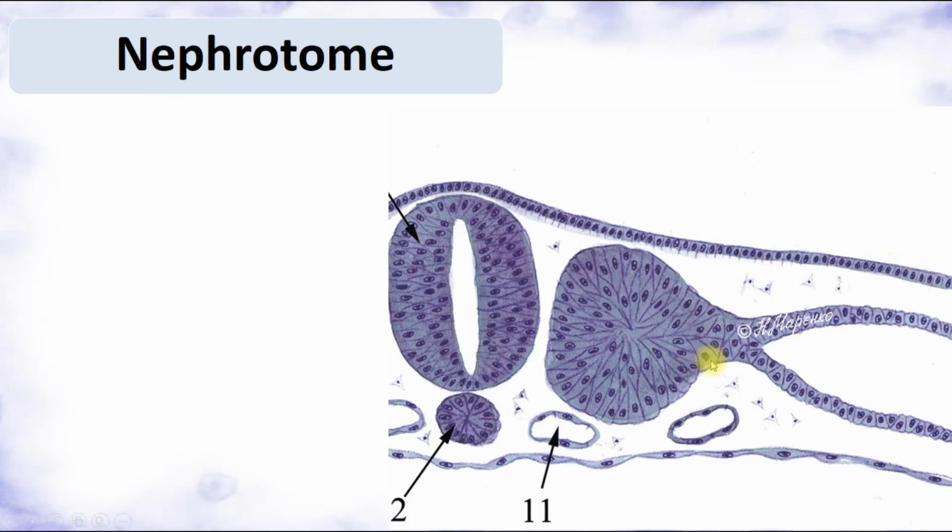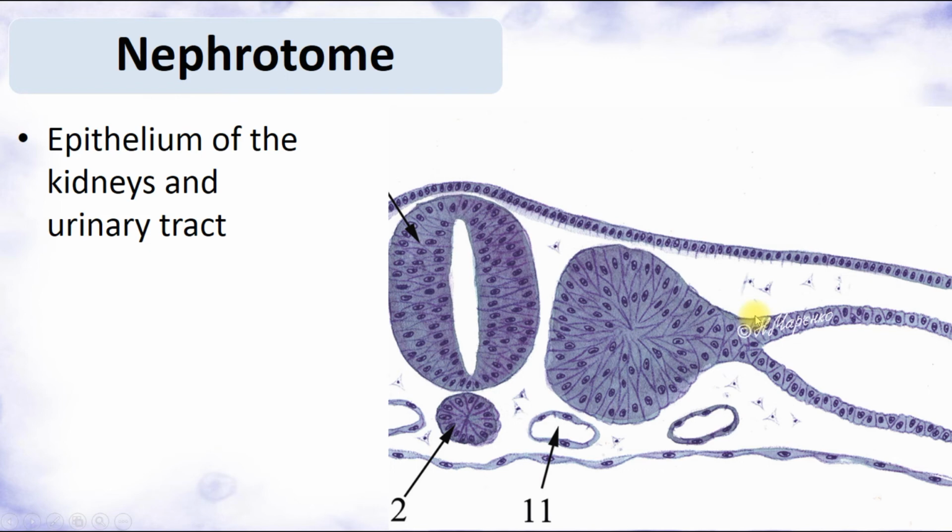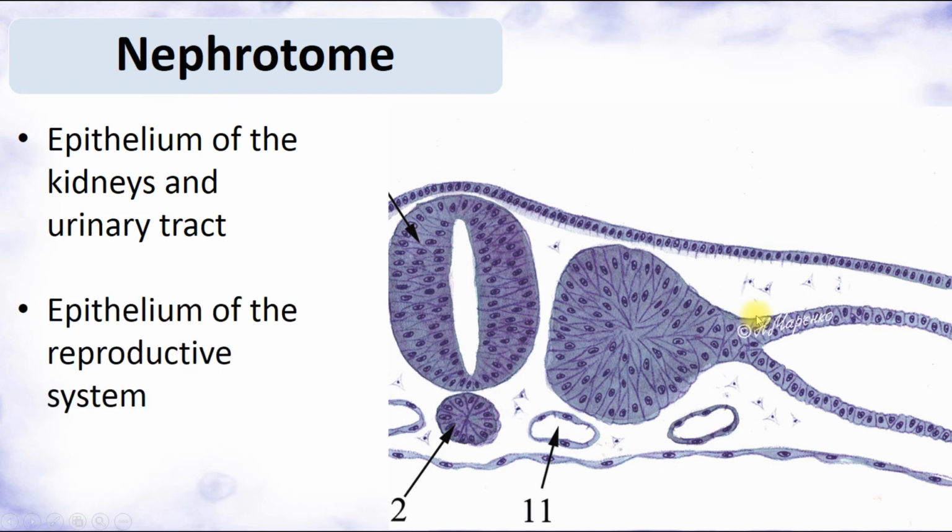Nephrotome or intermediate mesoderm. Nephros means kidneys, so it will form urinary system. It forms epithelium of the kidneys and urinary tract, and also it forms epithelium of the reproductive system. So urogenital system develops from nephrotome, this part of the mesoderm.